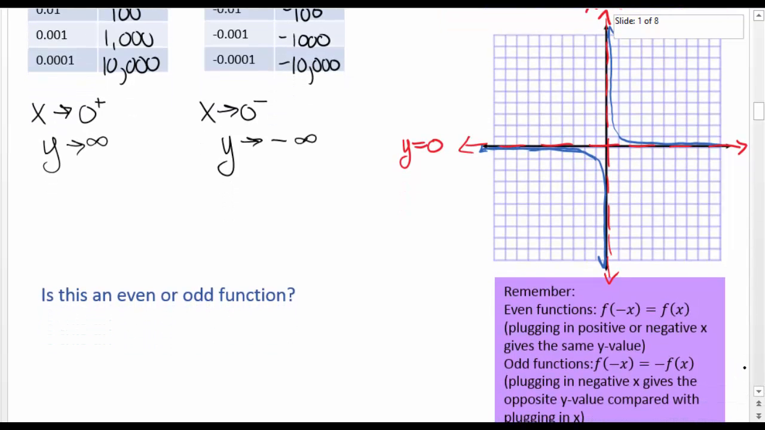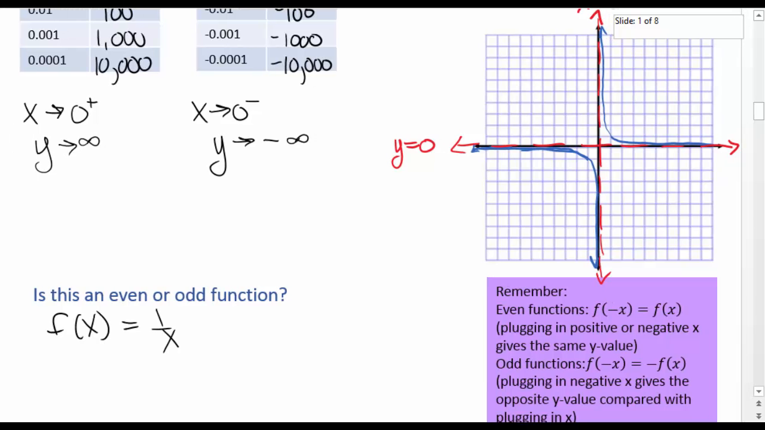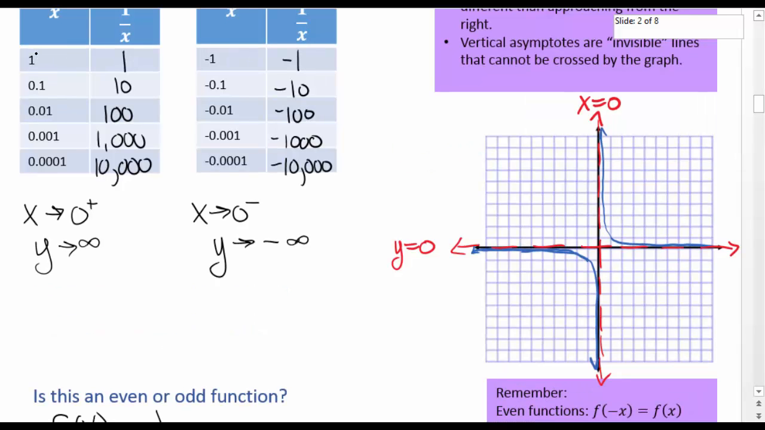Now let's talk about if this is an even or an odd function. And again, we have f of x equals 1 over x. And so if it's even, if we plug in a negative value for an x, we're still going to get the same outcome as if we had plugged in a positive value for x. Well, we can look right above here at our little t-tables and see that that's not the case. So when we plug in 1 for x, we get a 1 for y. Then when we plug in a negative 1 for x, we get a negative 1 for y. So we know it's not an even function.